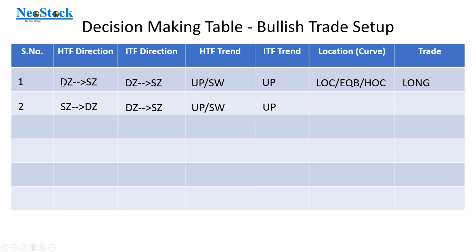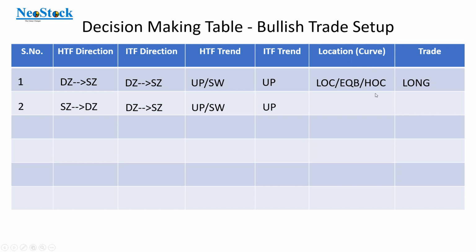For long trades, demand zone to supply zone is always a favorable condition. Now for a long trade, supply zone to demand zone is not a favorable condition. Even then we can take long trades because ITF direction is supported. Because the HTF price direction is changed, curve plays the role, the location plays the role. That is what we already discussed in the previous slides.